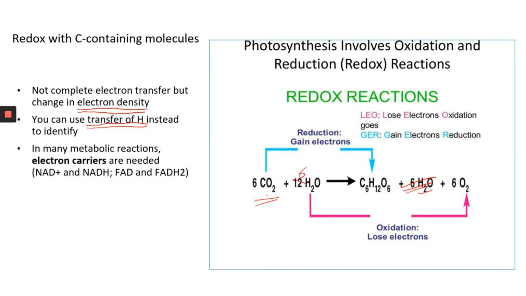Okay, so let's look at carbon. In carbon dioxide, you do not have hydrogen, right? So no hydrogen present. But in the product, which is glucose, you can see carbon has gained hydrogen, right? So when you gain hydrogen, the molecule is reduced. So it's reduced. There we go.